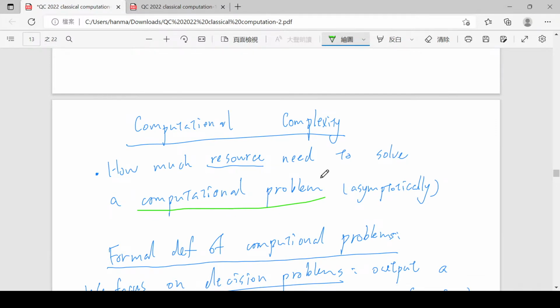Okay, so any question from last time? Today we'll finish our brief introduction of classical computation. So let's do a quick review.